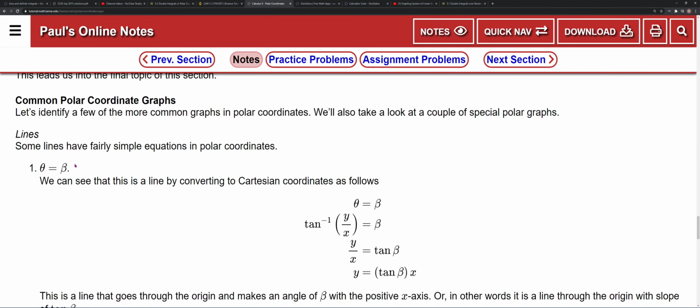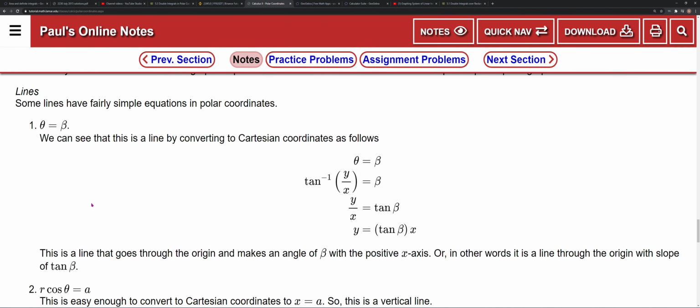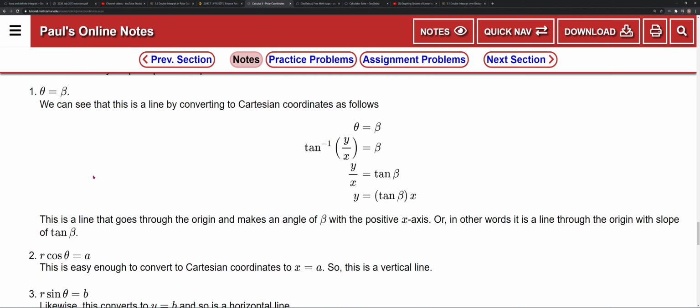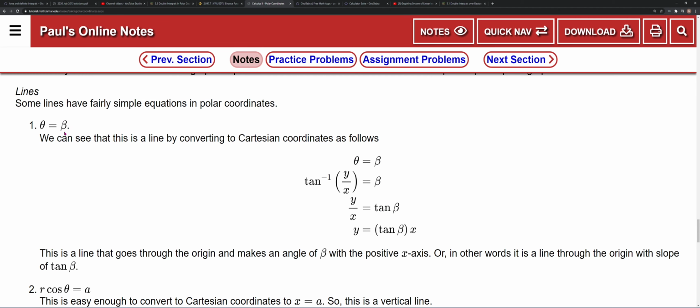Alright, and we'll need to sketch a couple of curves or lines in polar coordinates. Your first one over here is theta equal to a constant. Now theta equal to a constant actually gives you a line that's passing through the origin at an angle equal to this constant over here, which is labeled as beta here.